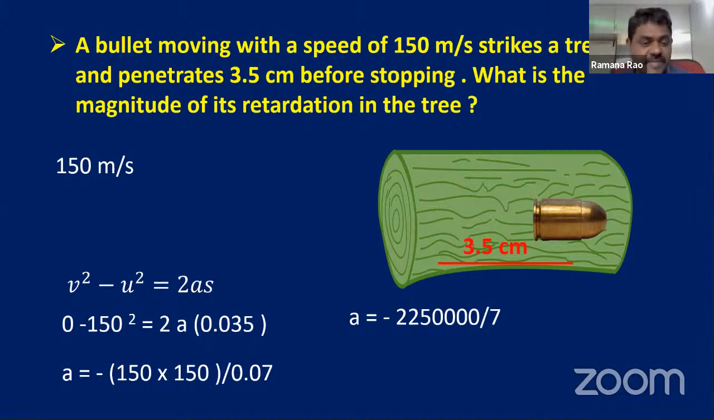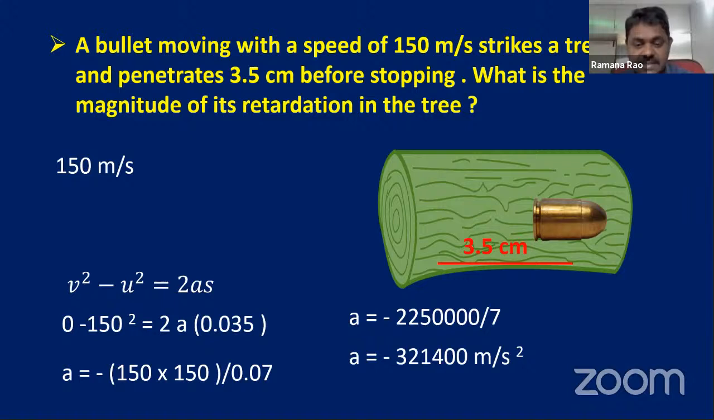Imagine that if you are moving with very high velocity, if a person wants to stop you, he has to apply more force. That means he has to oppose you with a very high amount of force. That means the wooden log is going to restrict the bullet with very high force. That means very large magnitude of force.